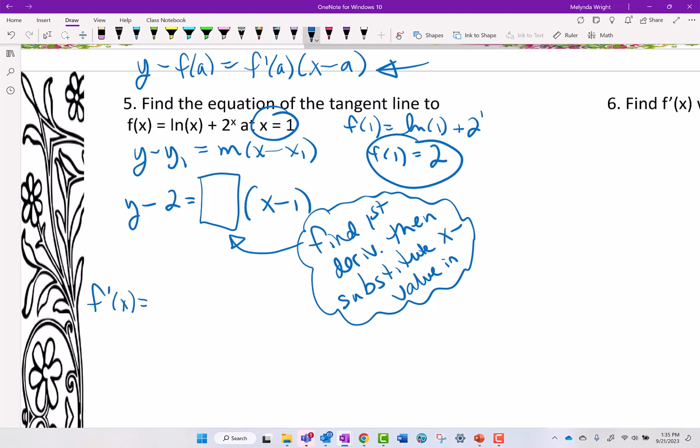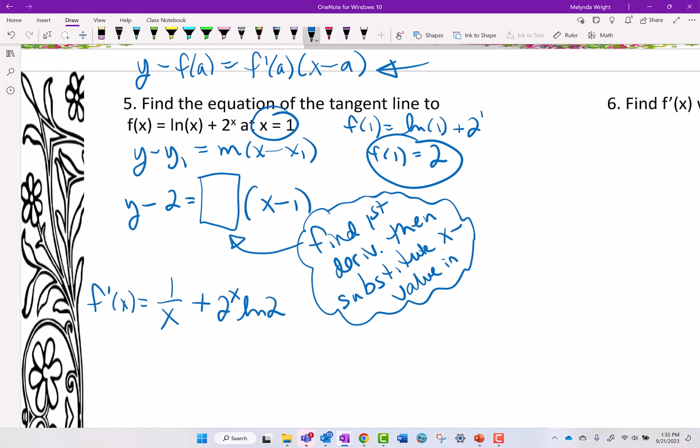So the derivative of ln x is 1 over x. That's something you will memorize. It's a memory thing. The derivative of ln of x is 1 over x, plus the derivative of 2 to the x, which is 2 to the x ln 2. That's my derivative. Okay?